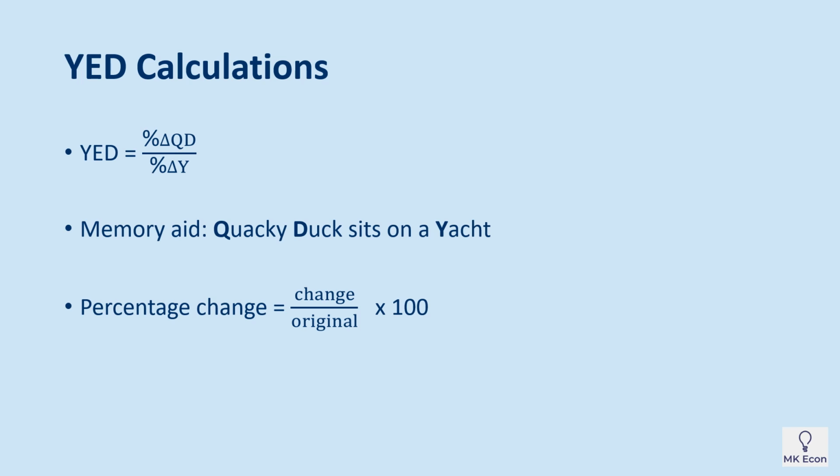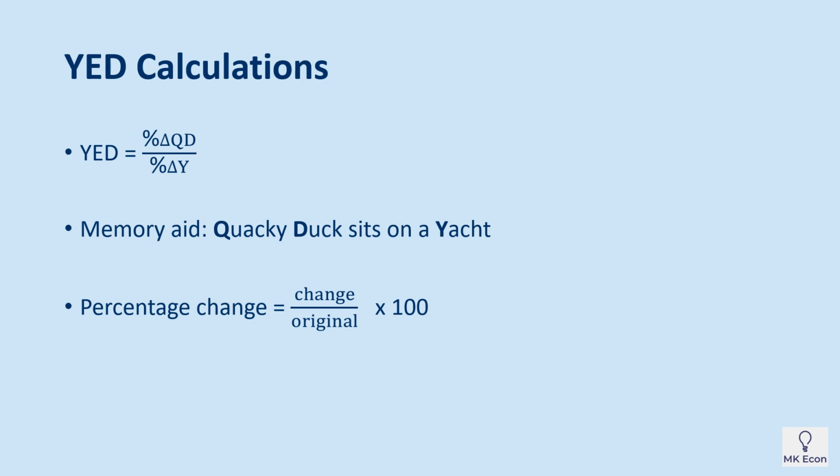Include the formula in your workings. There's a possible mark there, but the main reason for having it is to double check for yourself that you've definitely plugged in the numbers correctly to top and bottom. You've definitely put in quantity demanded at the top of the formula and income at the bottom. So have it there as a double check more than anything.